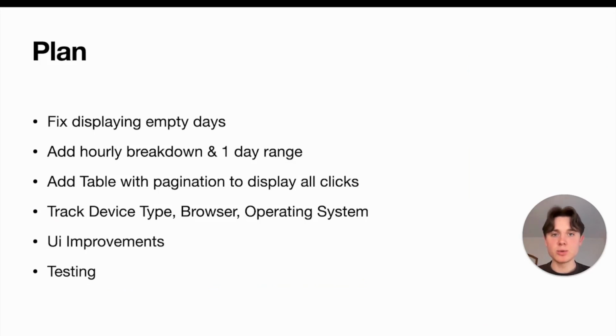Which brings us to the plan for today. Like I said, first of all, fixing empty days. I also want to add an hourly breakdown. So not only on a daily basis, but also I want to see in the charts how many clicks occur per hour. And I also want to introduce a 1-day range so that I can just look at the past 24 hours. Then I want to add a table with pagination as well, where I want to just display all the specific link clicks when they occurred.